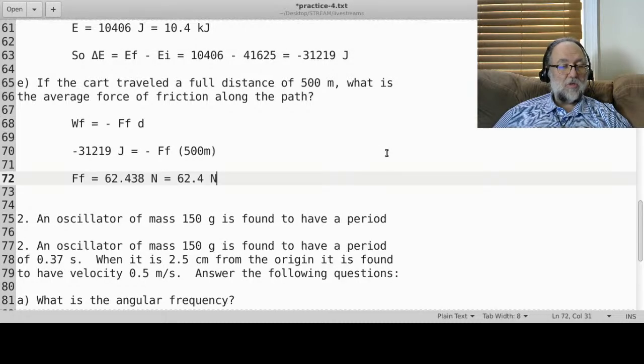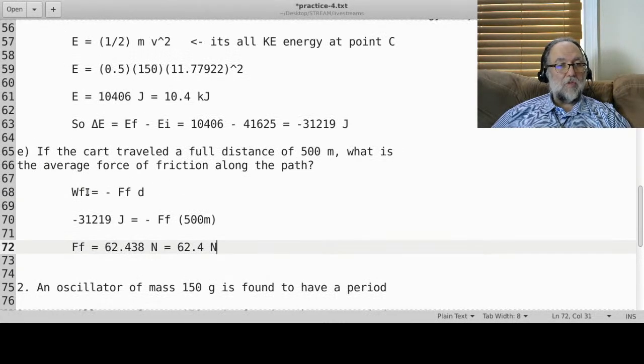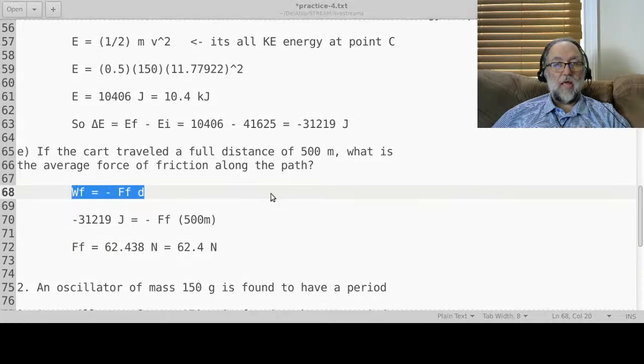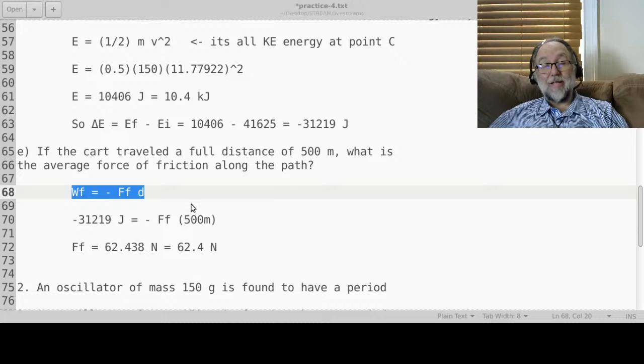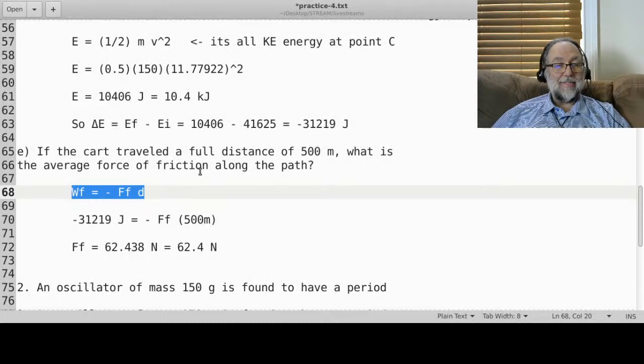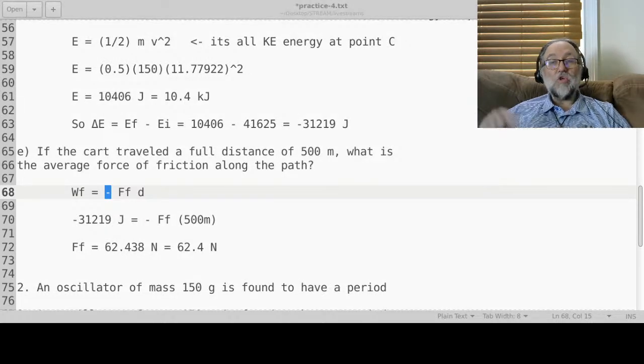But let me do this first, and then I'll show you what that 500 meters is all about. So here is the work due to friction. Again, the definition is F D cosine theta, but that cosine theta, cosine 180, that's this negative sign right there. And so there's the work due to friction. But that work due to friction is the energy lost.